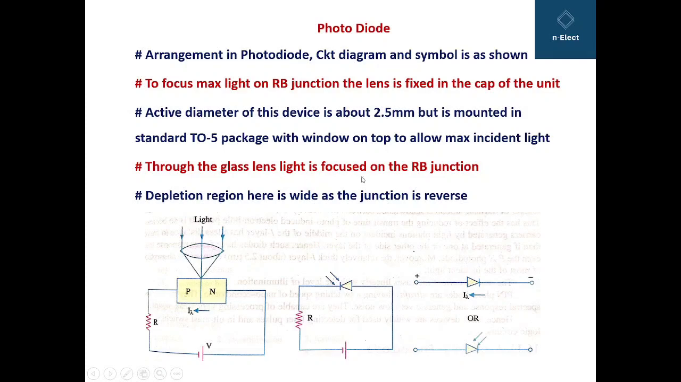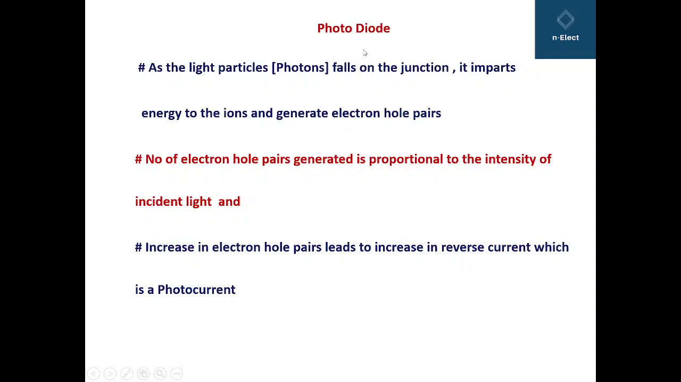Through the glass lens, light is focused on the reverse bias junction. As you can see, the light is coming like this, and through the lens it is focusing on the reverse bias junction. Depletion region here is wide enough as the junction is reverse biased. As the light particles, which we call photons, fall on the junction, they impart energy to the ions and generate more electron hole pairs. Number of electron hole pairs generated is proportional to the intensity of incident light, and increase in electron hole pairs leads to increase in reverse current, which is called photocurrent.